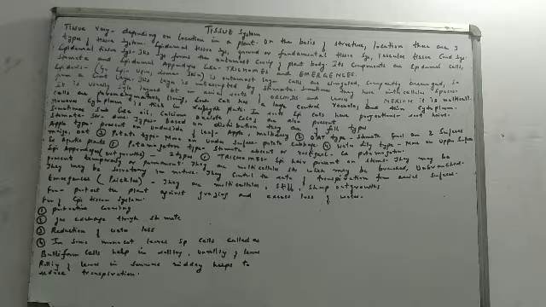P-O-T-A-M-O-G-E-T-O-N, Potamogeton. That means the stomata are either absent or they are vestigial. Vestigial means even if they are present, they are not active, they are not functional. And the example is the same, Potamogeton.